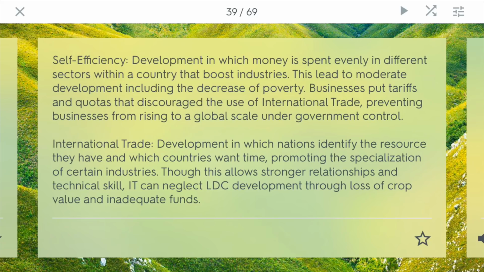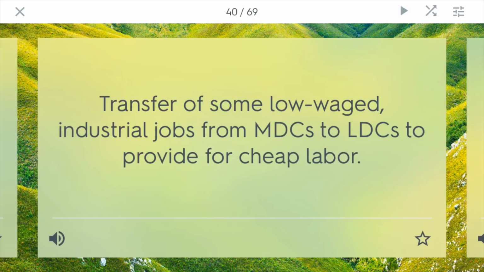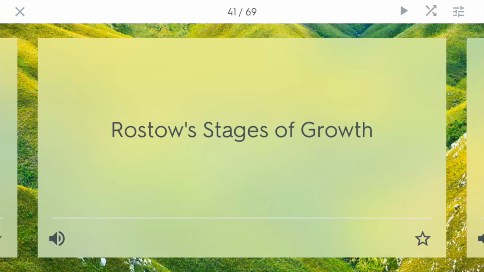And a new international division of labor is the transfer of some low-wage industrial jobs from MDCs to LDCs to provide for cheap labor. We see this in the form of outsourcing. Companies such as Nike might produce their products in Bangladesh because it's a lot cheaper to make it there and ship it over.